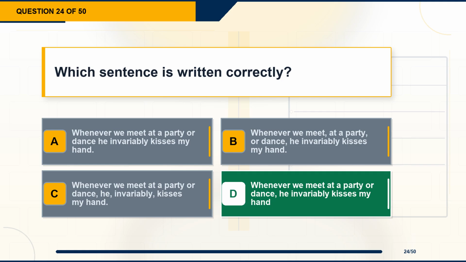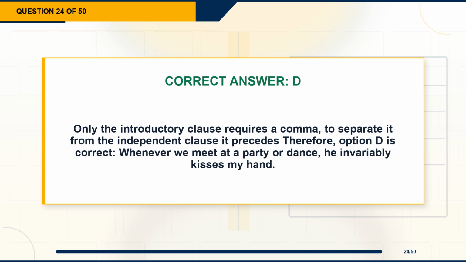The correct answer is option D, whenever we meet at a party or dance, he invariably kisses my hand. Explanation: only the introductory clause requires a comma, to separate it from the independent clause it precedes. Therefore, option D is correct. Whenever we meet at a party or dance, he invariably kisses my hand.